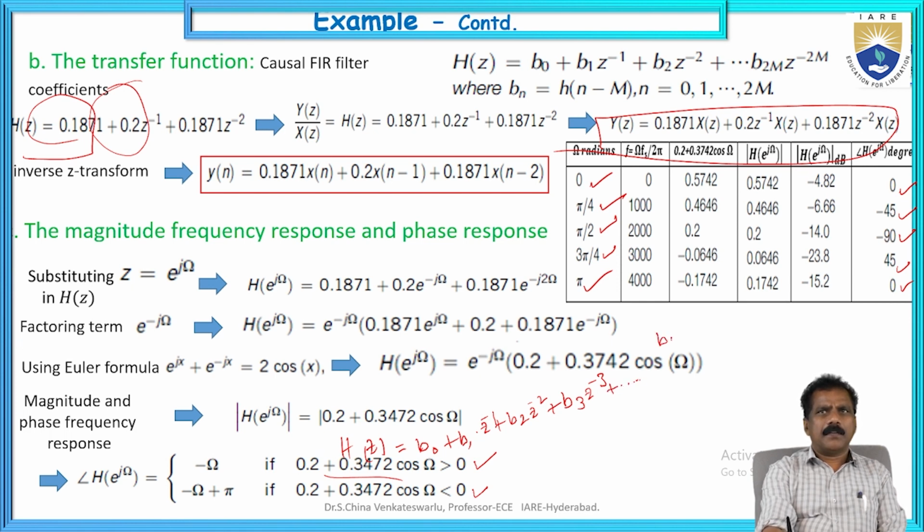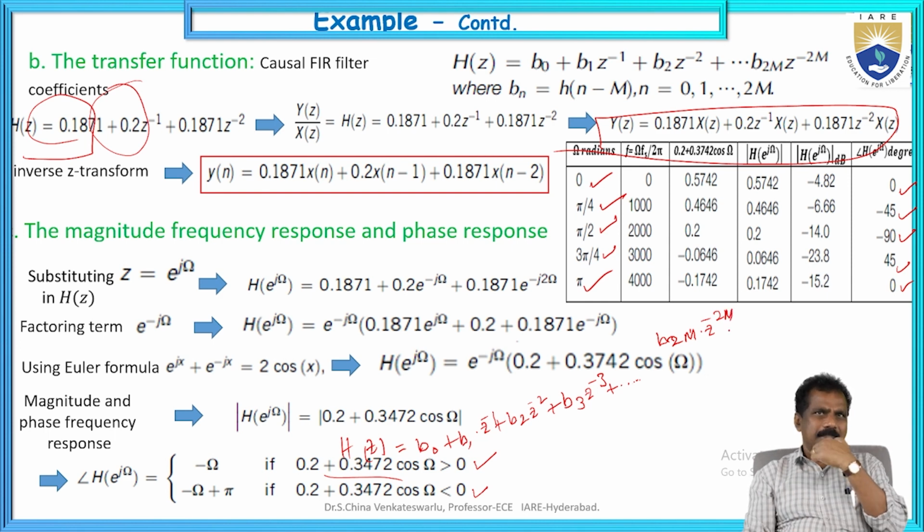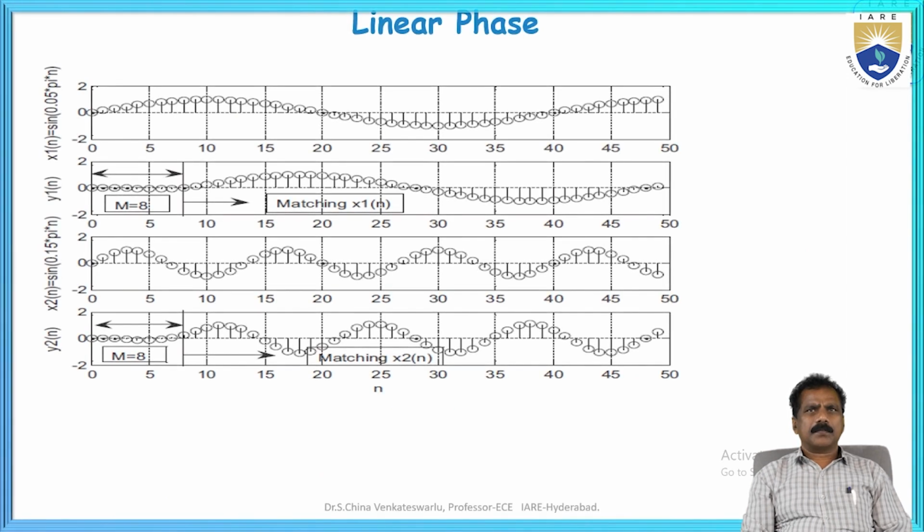up to b2M z^-2M, like this, the transfer function of a causal finite impulse response filter H(z). With this, we measure the magnitude frequency response and the phase response. So this is the linear response, where n versus x of n, x1 of n, x2 of n and y2 of n.